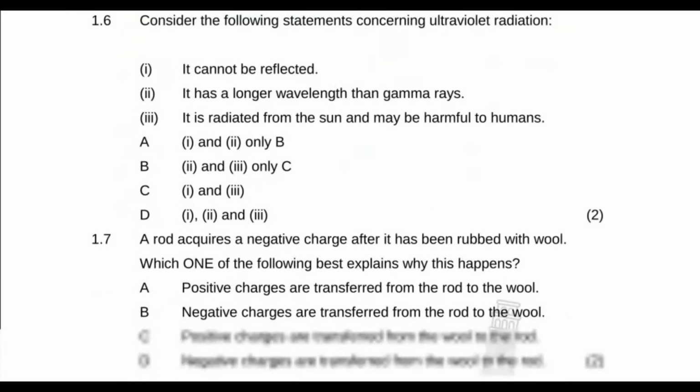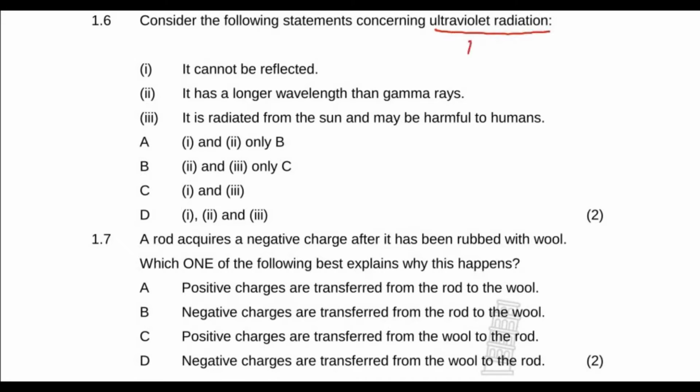Question 1.6. Consider the following statements concerning ultraviolet radiation. Ultraviolet radiation is a form of electromagnetic radiation. 1. It cannot be reflected. So we have a Roman figure 1. It cannot be reflected. 2. It has a longer wavelength than gamma rays. 3. It is radiated from the sun and may be harmful to humans.